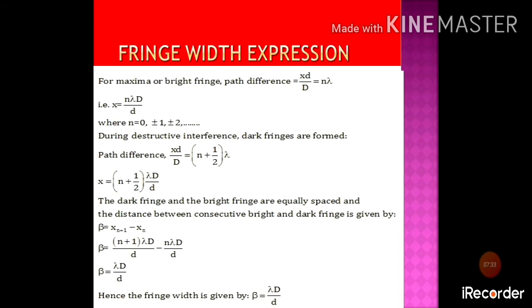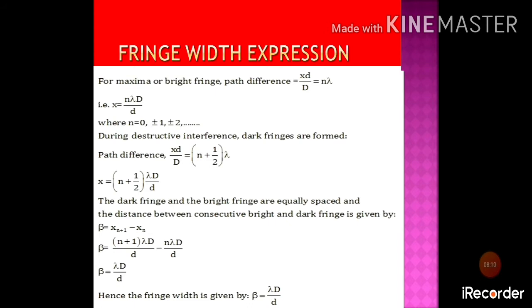So here in this picture you can see that I have placed the path difference xd upon D equal to n plus 1 by 2 lambda. This is the condition for destructive interference, or you can say for the dark fringe. From here I have obtained the value of x, which is equal to n plus 1 by 2 lambda capital D upon small d. By putting the value of n as 0, 1, 2, 3, etc., you will get the positions of the minima on the screen. You can get x1, x2, x3 and so on.